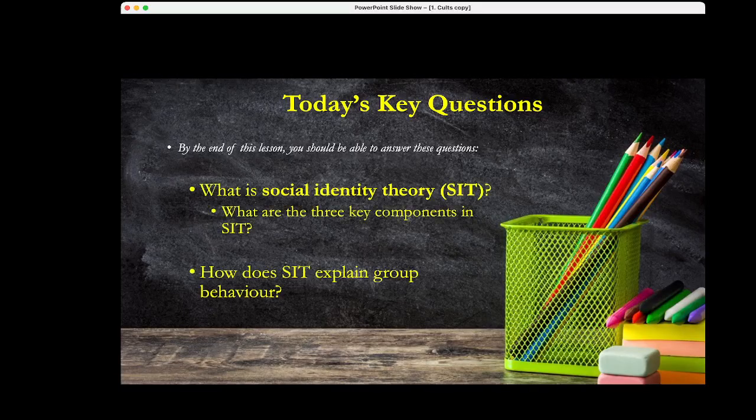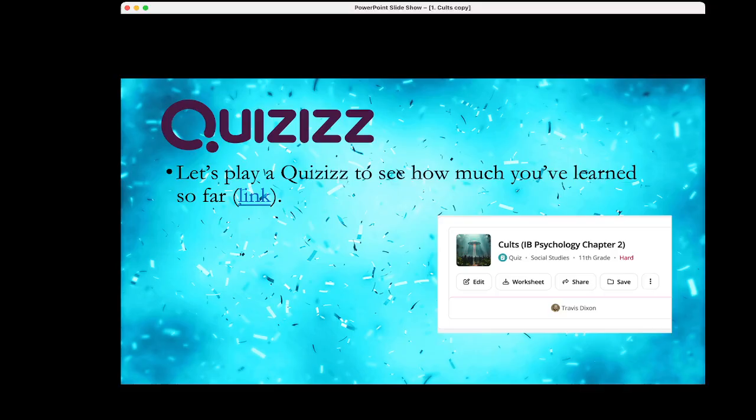So what is social identity theory? I mean, really, that's one of the key questions. It's a theory that tries to explain intergroup conflict and more generally behavior using our belonging to groups. Three key components, and using it to explain behavior.